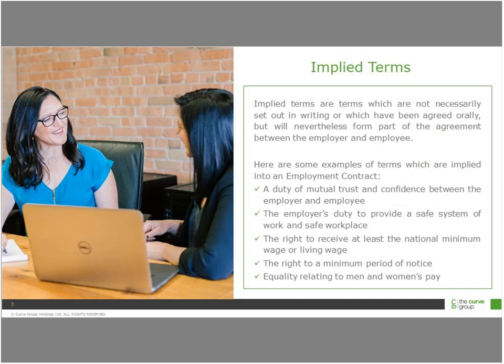We've given you a few examples of terms that are implied into a contract of employment, and you can see these on the slide. These are a duty of mutual trust and confidence between the employer and employee, and the employer's duty to provide a safe system of work and safe workplace. Also implied by statute, so required by law, there's the right to receive at least the national minimum wage or living wage, the right to a minimum period of notice, and equality relating to men and women's pay.